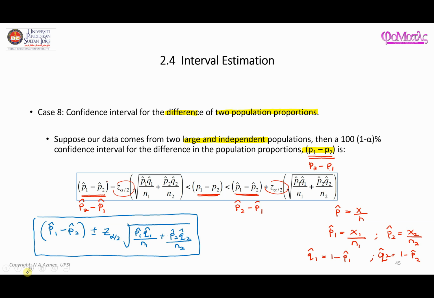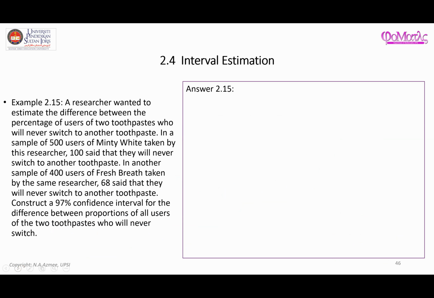Now let's look at the example given here. A researcher wanted to estimate the difference between the percentage of users of toothpastes who will never switch to another toothpaste. So this is the event of interest. Therefore, success can be defined as the event where the user will not switch to another toothpaste.